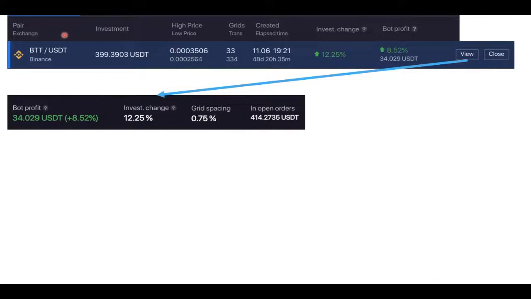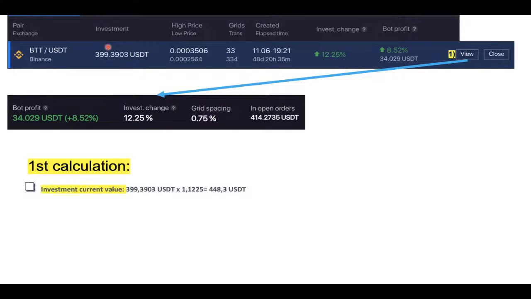So you see, in this example, I have BitTorrent trading to USDT with a total allocation of 400 USDT, 33 grid levels, and at the time I made this screenshot, the investment change was 12%. So that means that I'm up by 12% from my initial investment. The way I calculate my return is the first option. You can take your investment allocation, that's 399 USDT, and simply multiply it by the investment change, 1.12, and this is now your current investment value.